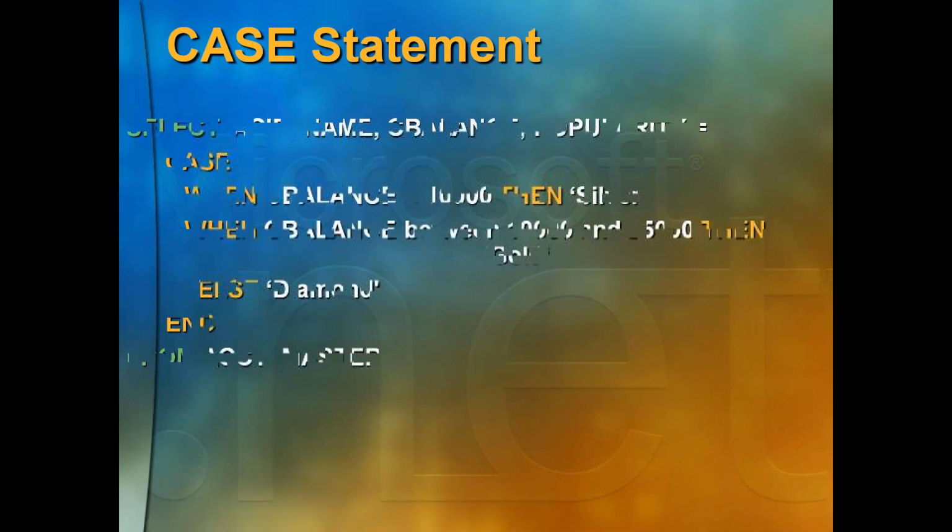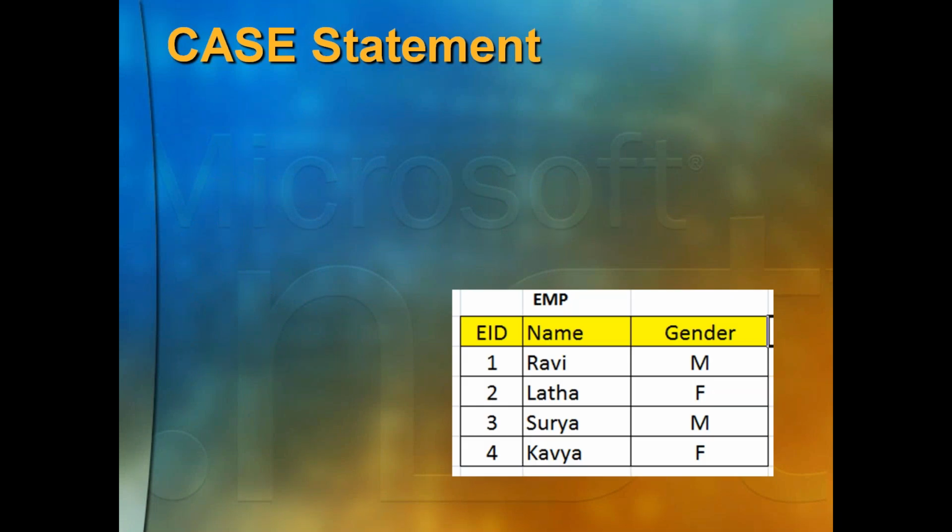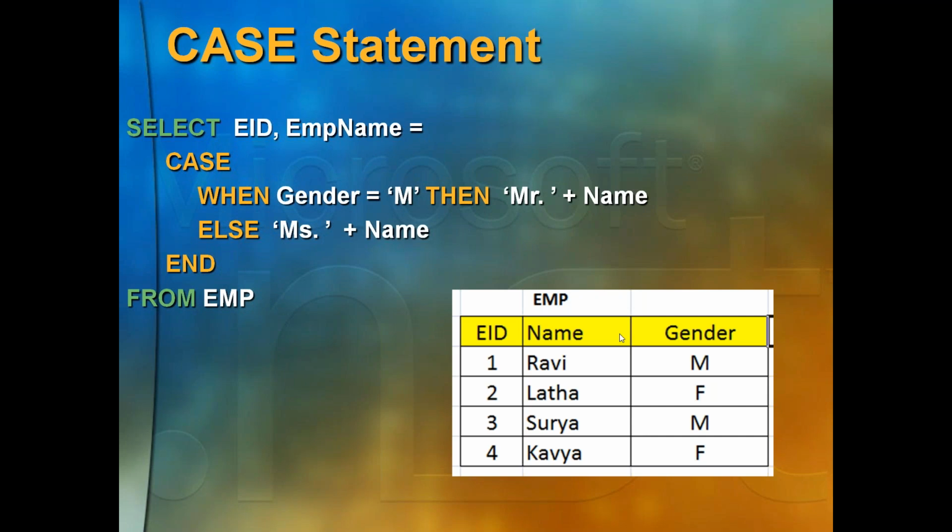Yes. Now, let me give you one more example. I have an employee table with Ravi, Lata, Surya, Kavya, and there is male and female data. If it is male, I want to prefix Mr., and for female, Miss. Ravi, Miss Lata, Mr. Surya, Miss Kavya. So how can we write this? This is how we should write it: employee ID, employee name.